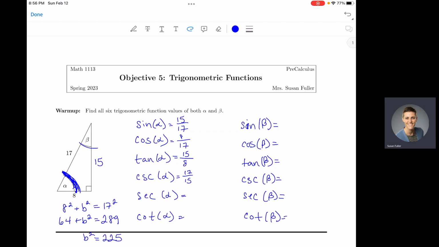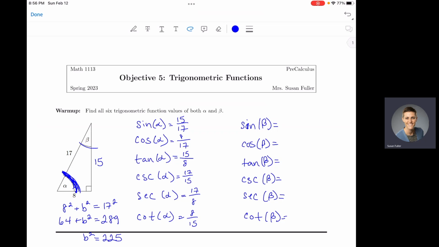Secant is hypotenuse over adjacent. It is the reciprocal of cosine, so this guy is going to be 17 over 8. And the cotangent of alpha is going to be adjacent over opposite. It is the reciprocal of tangent, so that's going to be 8 over 15. And now we'll do the same thing for beta.